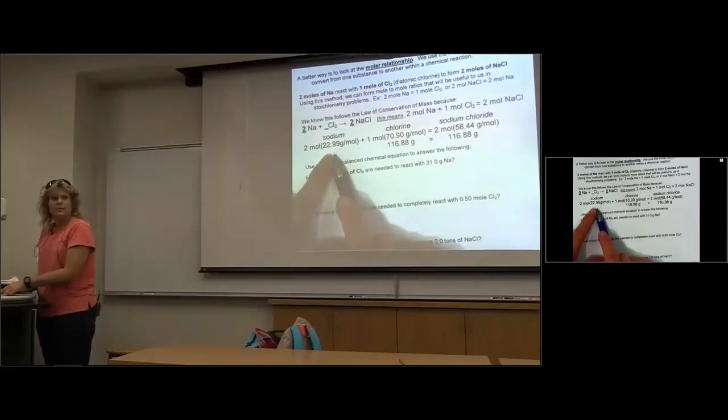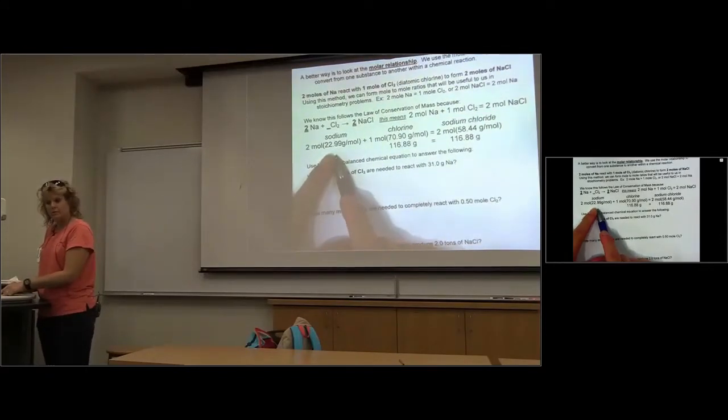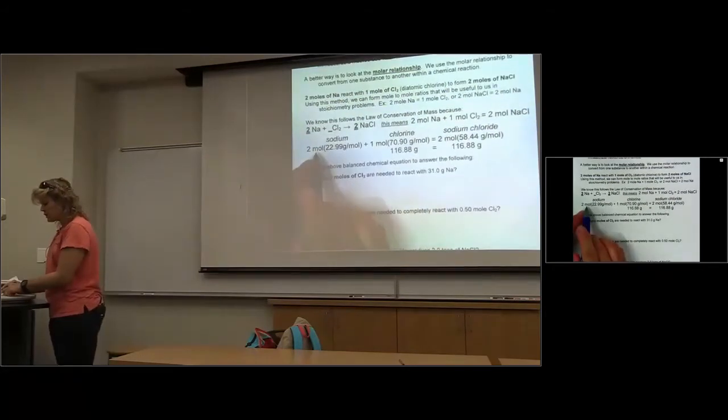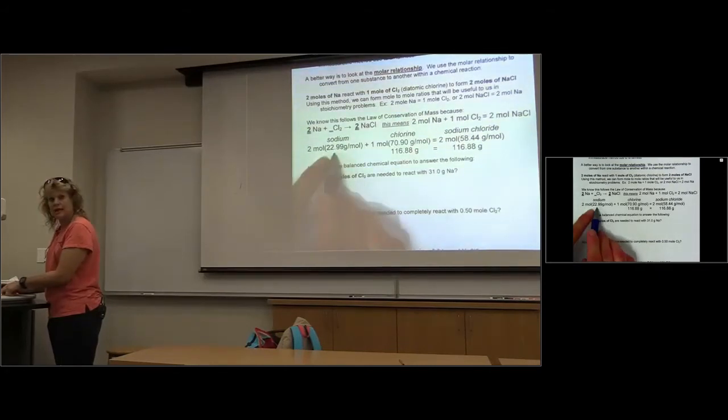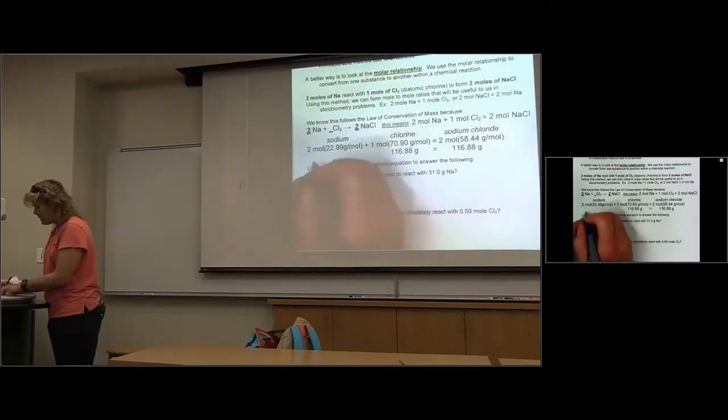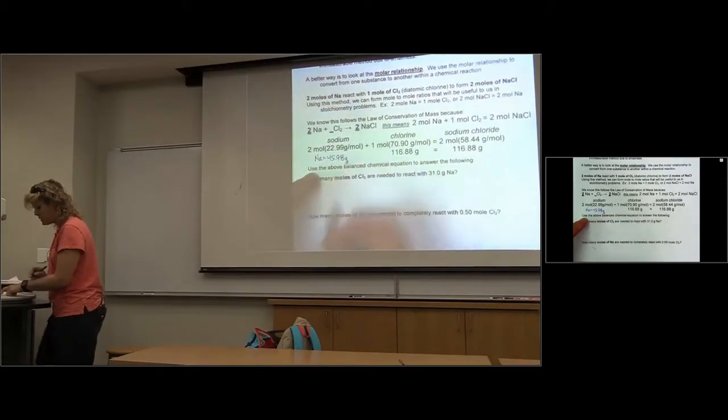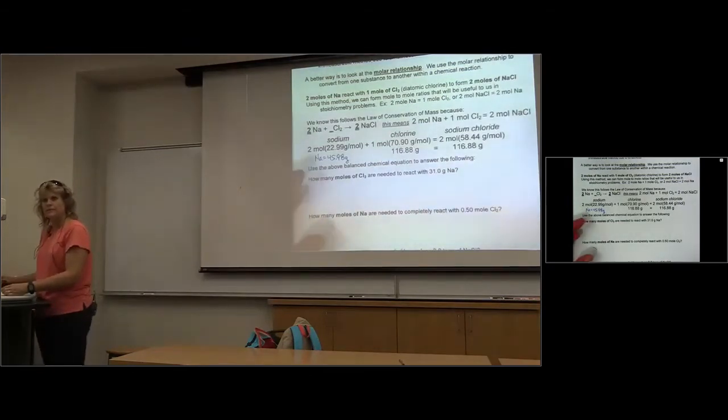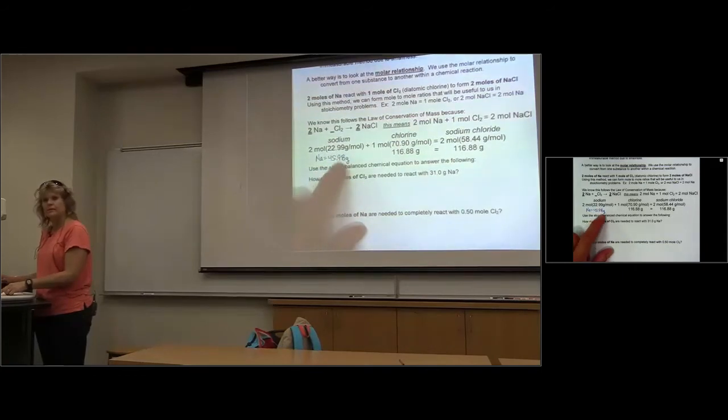Look at your periodic table. What is 22.99 grams per mole? Is that the mass of sodium? So 2 moles of sodium, with each having a mass of 22.99 grams per mole, does that mean the total amount of sodium is 45.98 grams? Can you do that in your head? 23 times 2 is 46, and then you got it? 45.98. Does that make sense?